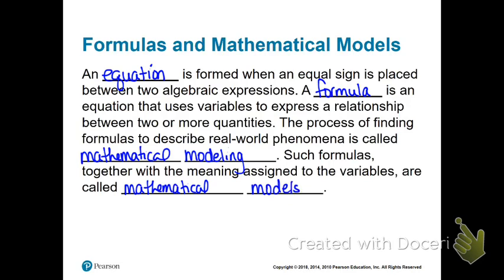So watch out, because what I see is sometimes they ask you to find the model for the problem, and students get confused. They're not sure what they are asking for. If they ask you for a model, they're asking you for the equation of the word problem, okay? So just watch out for that. Model is the same as an equation.